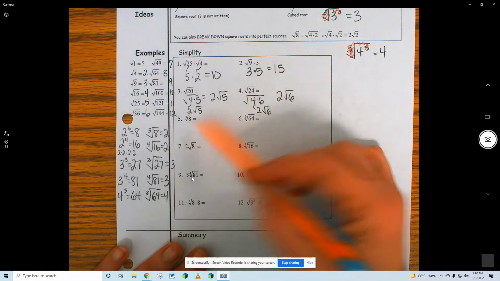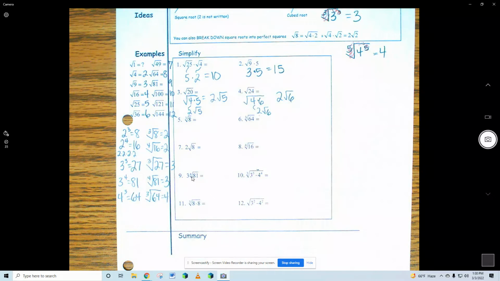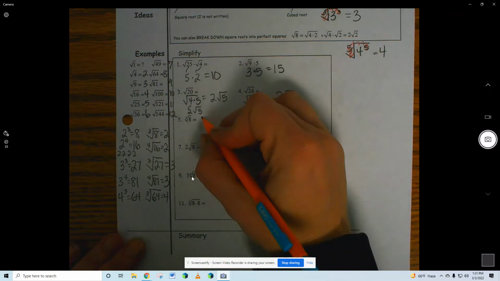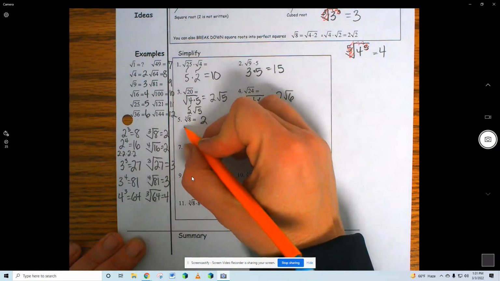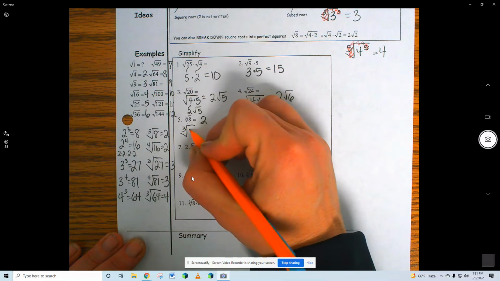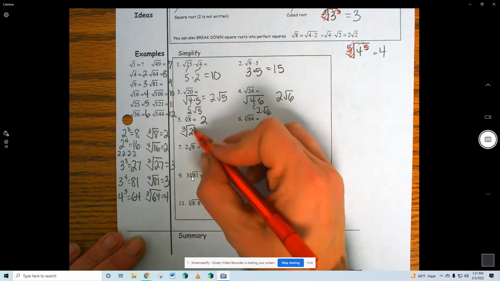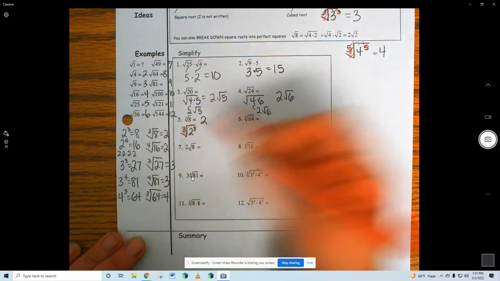All right, I already told you about 8. The cubed root of 8 means something times something times something is 8. What times what times what makes 8? 2. So this answer is just 2. The cube root disappears. Another way you could write it would be to make the 8 a 2 to the 3rd power. That means that the 3's would cancel out and you only have a 2.